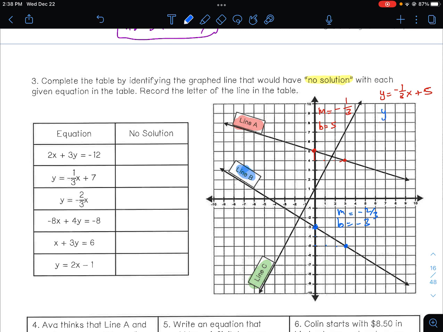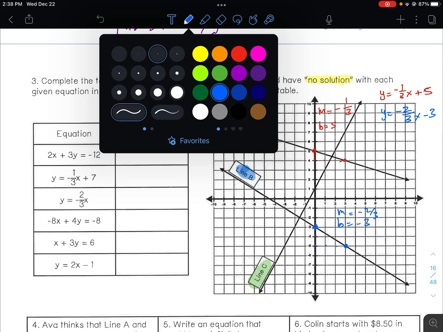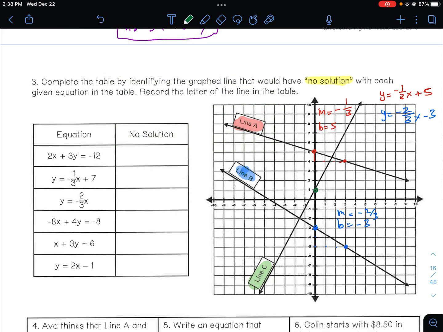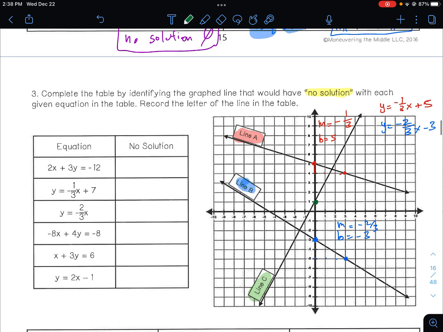So let's write that equation. y equals -2 over 3x minus 3. And then let's do line C. What is our starting point? Our y-intercept, that's 1. M equals 1. Sorry, not M equals 1, B equals 1. Getting my letters confused. My M, or slope, is what? Rise 2, run 1. Oh, that's just a slope of 2, or 2 over 1. So our equation is y equals 2x plus 1.